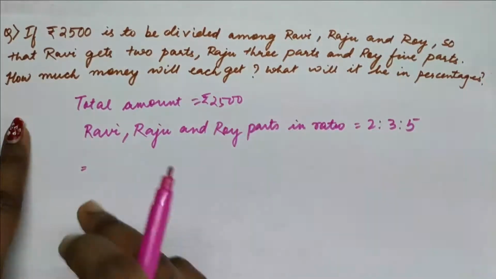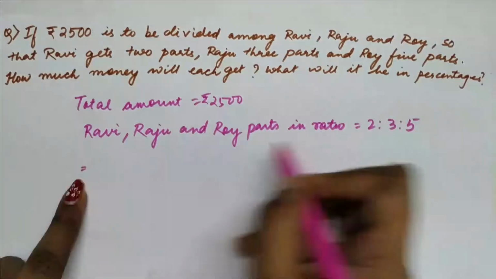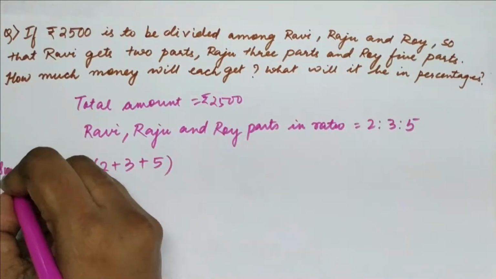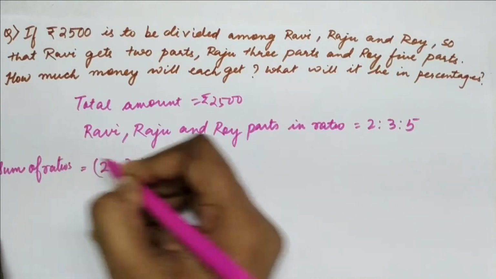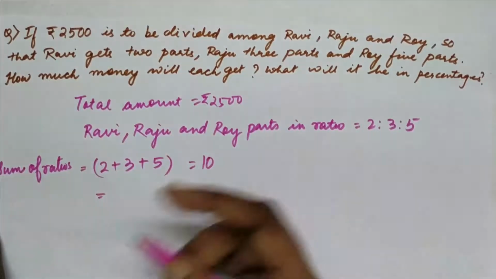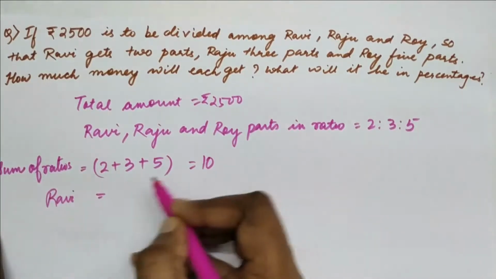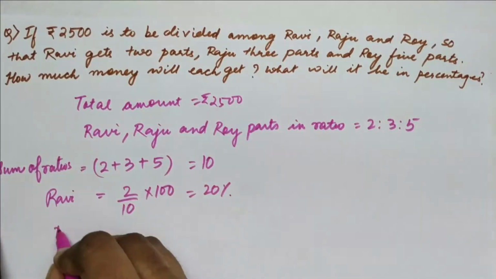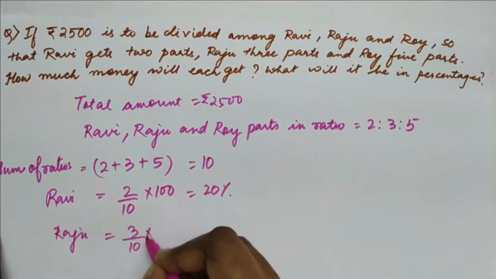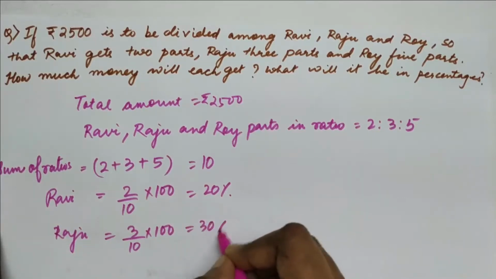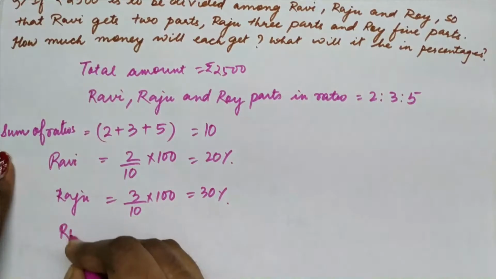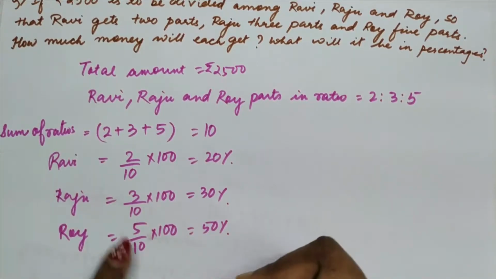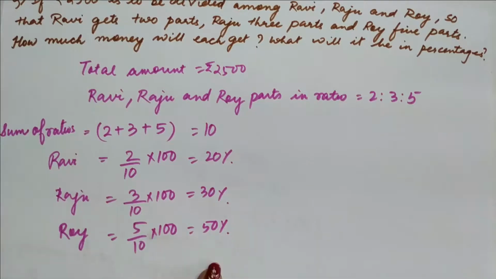Now you know how to convert the ratio into percentage, right? So if I add, the ratio is 2 plus 3 plus 5, that is, the sum of the ratio is 10. So Ravi's part will be 2 by 10 into 100 percentage-wise, that's 20%. Raju's part will be 3 out of 10 into 100, we are converting into percentage, 30. And Roy's percentage will be 5 by 10 into 100, that is 50%, right?